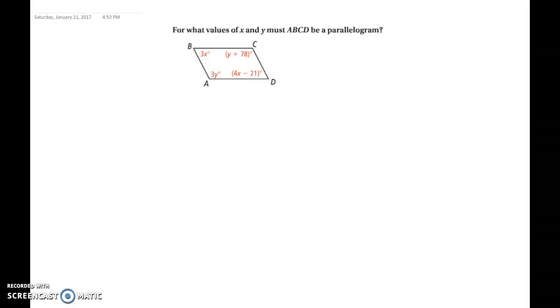So our first example, it says, what values of x and y must they be in order for ABCD to be a parallelogram? So what values will make them a parallelogram?